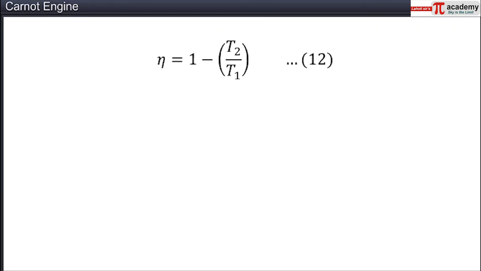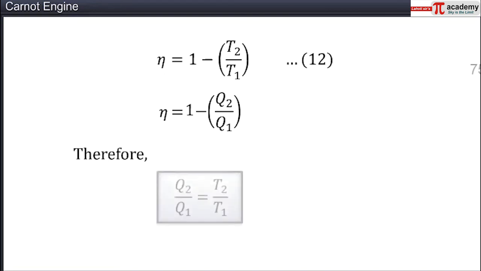Though we use the ideal gas equation while deriving equation 12, it must be true for any working substance. If we compare equation 12 with the equation eta is equal to 1 minus Q2 by Q1, we get Q2 by Q1 is equal to T2 by T1. Note that this relationship, Q2 by Q1 is equal to T2 by T1, is a universal relationship and is independent of the nature of the system.